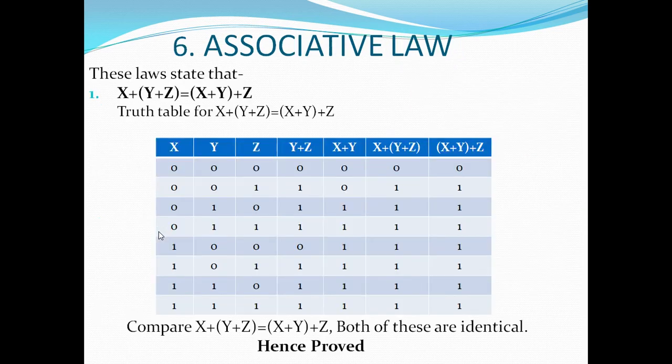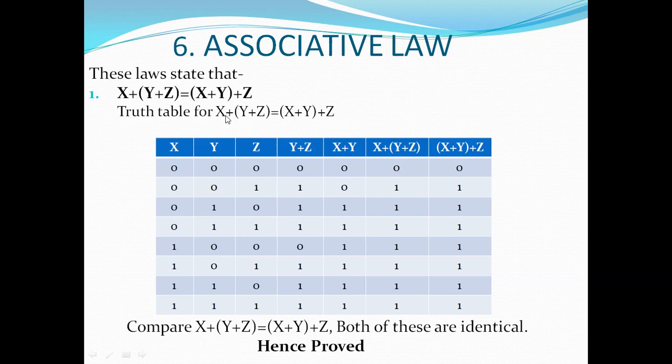Now the next theorem is associative law. This law also has two statements. This one is the first statement. It states that x plus (y plus z) within bracket is equal to (x plus y) within bracket plus z. Fine. So we can prove this using truth table, or we can prove these laws using algebraic way also. So first we'll prove this using truth table. Now see, this is the equation.